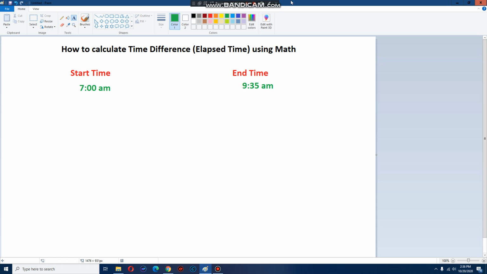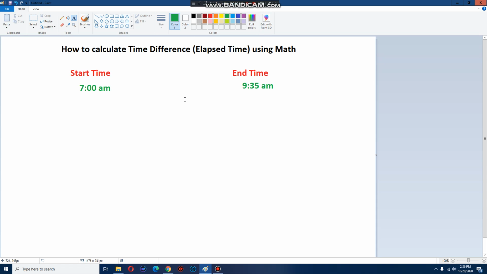Today I'm going to show you a skill on how to calculate time difference or elapsed time using math skills. I'm going to give you a start time and an end time, and the idea is to calculate how many hours and how many minutes is the difference or the elapsed time between the start and the end time.